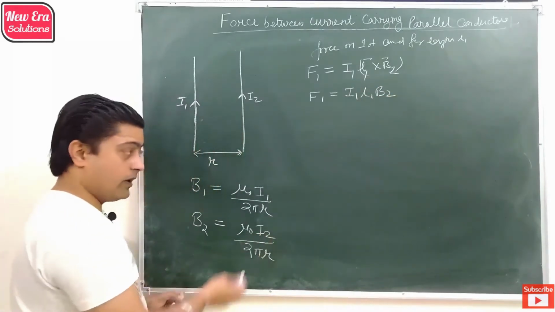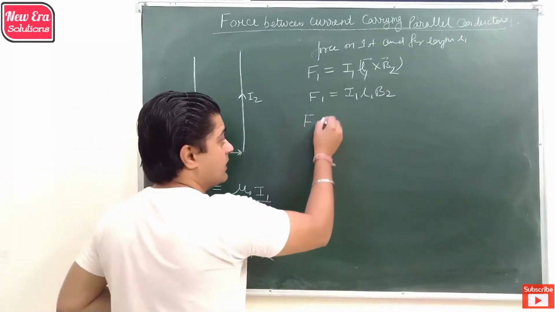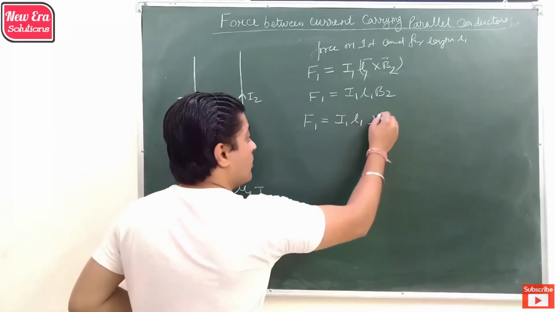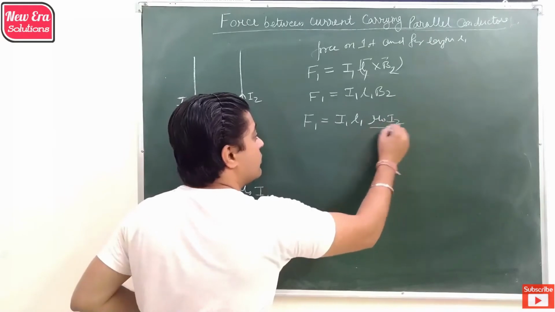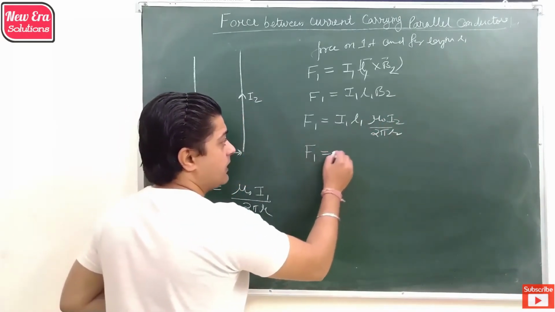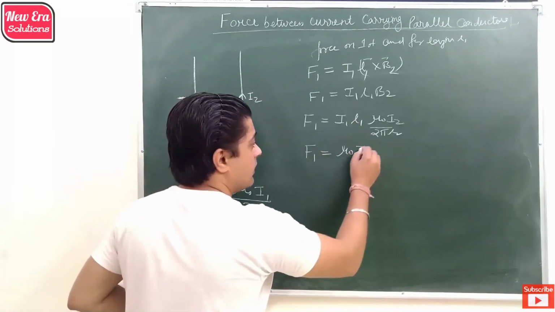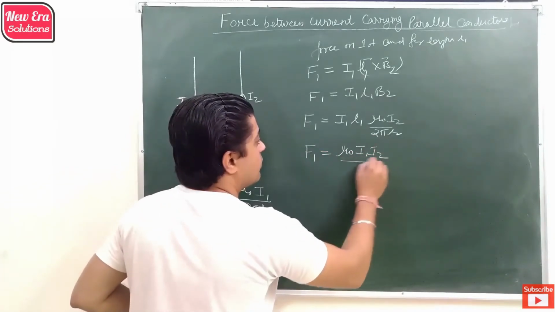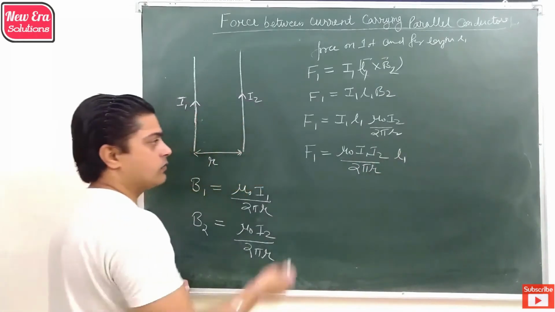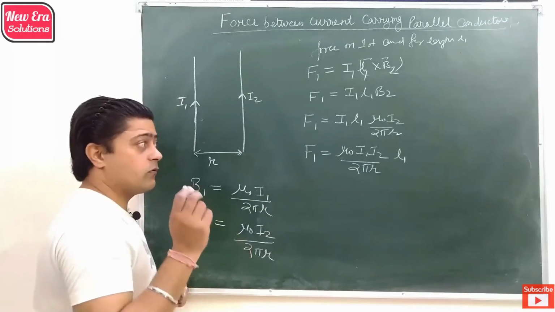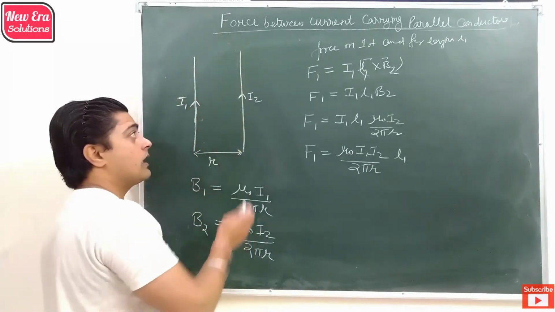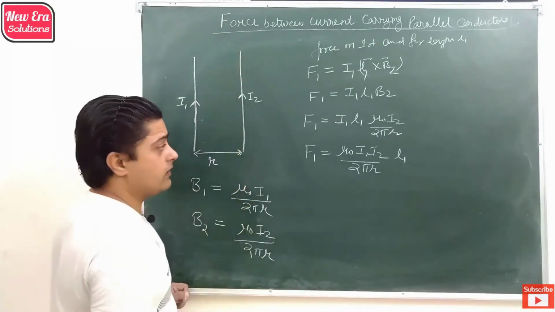Now if we put the value of B2, we get the force on the first conductor as I1 L1 mu naught I2 by 2 pi r, or F1 is equal to mu naught I1 I2 by 2 pi r times L1. So this is the force on the first conductor at length L1 due to another wire carrying current.